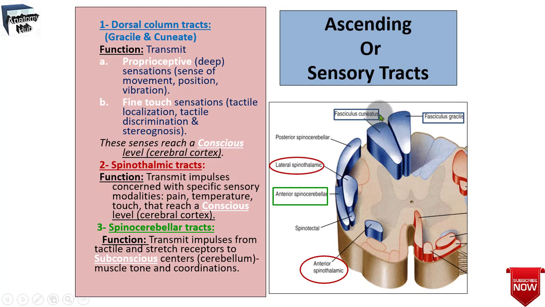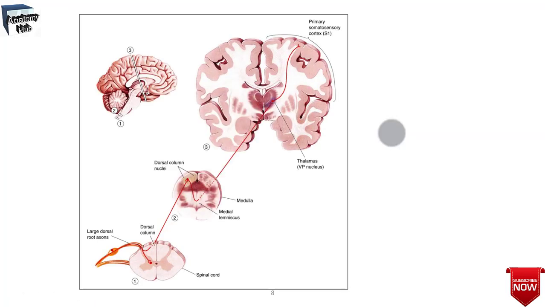The long ascending branches ascend upward and terminate by synapsing with the cells at their destinations, and the fibers can extend quite far, covering numerous sections of the spinal cord. But most of the long ascending fibers ascend upward through the posterior white matter column, forming the fasciculus gracilis and the fasciculus cuneatus. So first we will see the fasciculus gracilis.